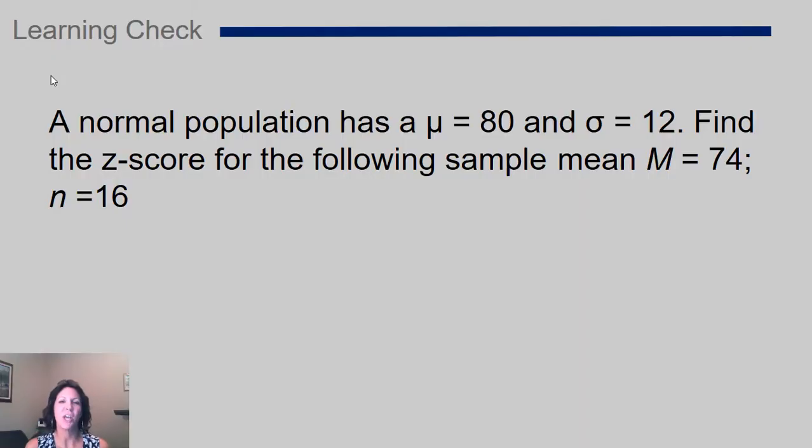Here's our next learning check. We have a normal population with a mean of 80 and a standard deviation of 12. We're going to find the z-score for the following sample mean with an M of 74, a mean of 74, and an n of 16.